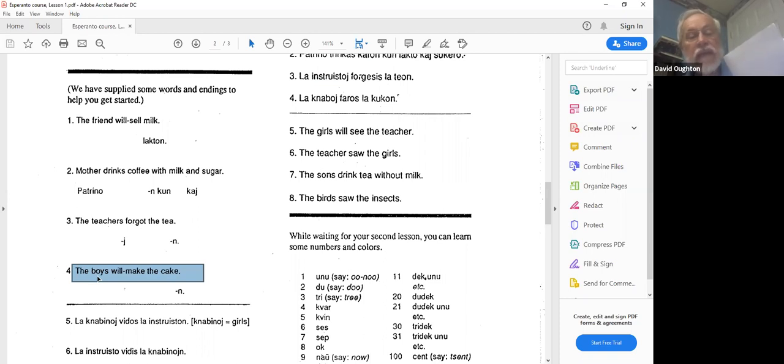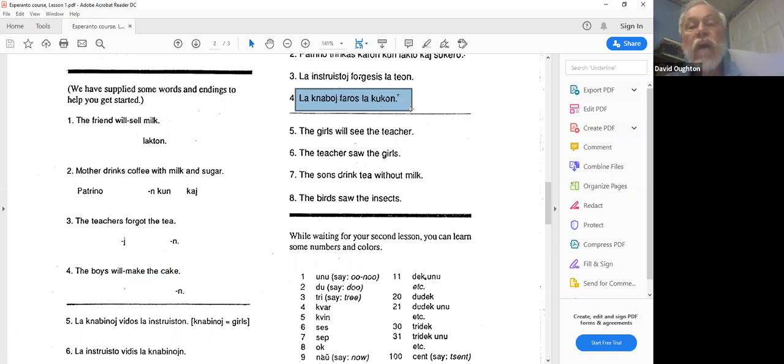And cake is what they are making, so we're going to need an n on the end of kuko, okay, to show that that's what they're making. So if you look at the answer on number four on the right, la knaboj faros la kukon. So that shows you the boys, oj is plural, faros is will make the cake. Any questions about that one?